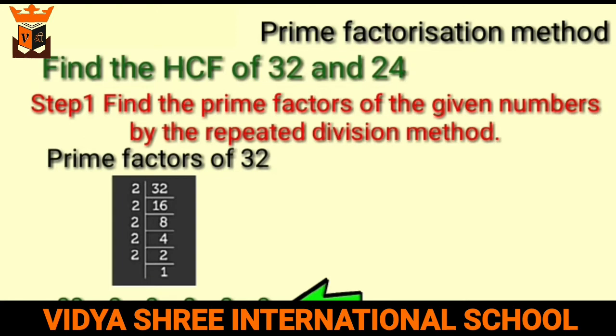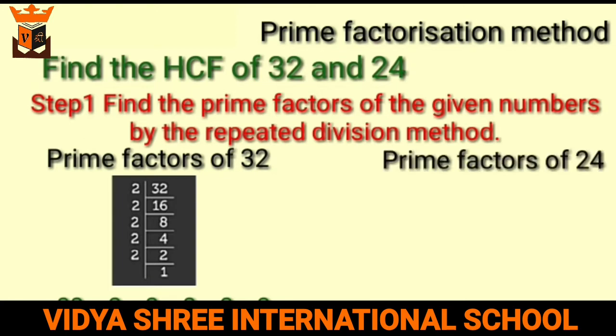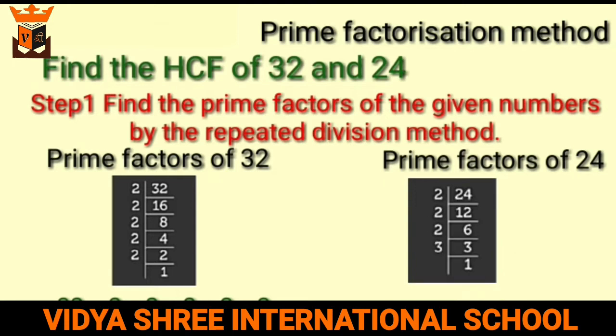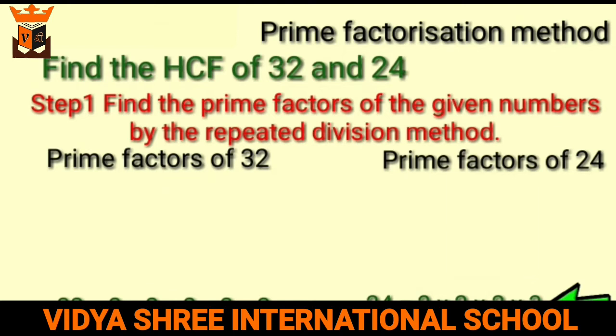Now, find out the prime factors of 24. Divide 24 by 2, we get 12. Now divide 12 by 2 to get 6. Divide 6 by 2 to get 3. 3 is a prime number, we divide by itself and get 1 as a quotient. So prime factorization of 24 is 2 into 2 into 2 into 3.